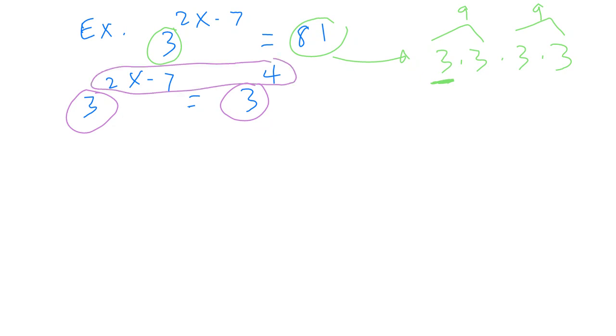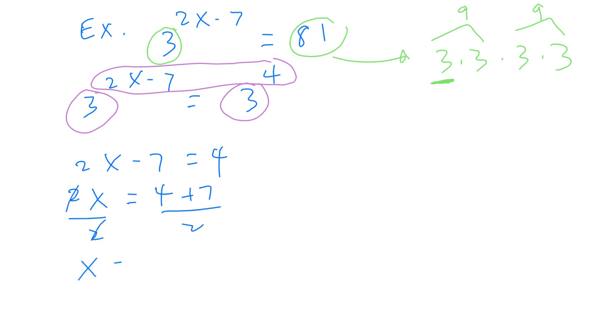So I will say now 2x minus 7 is equal to 4. And then I have to solve for x. By moving negative 7 to the right, it becomes positive 7. So 4 plus 7. Divide by 2 on both sides to solve for x here.